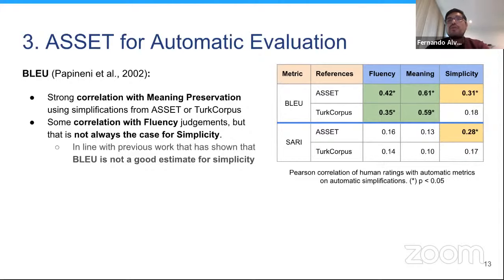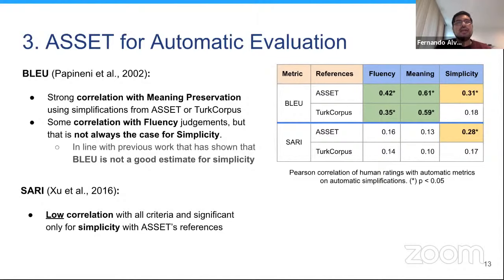Now, let's take a look at BLEU first, okay? We calculated BLEU using references from Asset and references from TurkCorpus. Why TurkCorpus? Because it's the data set that is currently mostly used for evaluation. We see that in terms of fluency and meaning preservation, the correlations are good, moderate to above moderate. But more importantly, in the case of simplicity, BLEU has a moderate to low correlation using Asset, and it's very low using TurkCorpus. Now, this goes in line with previous work, which has shown that BLEU is not a good measure for simplicity in general. So that's also good.